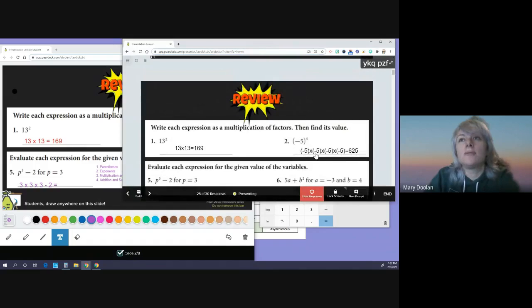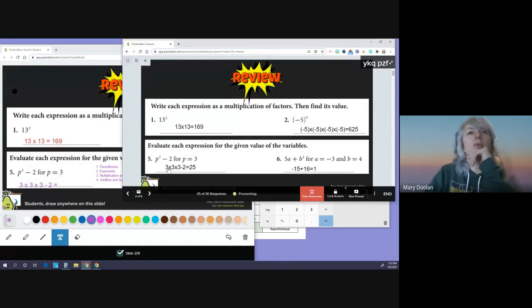-5 times -5 times -5 times -5. Whenever you multiply a negative with a negative, you get a positive, and then a positive times positive is positive 625. The answer to this would be different if the parentheses weren't here in the problem. But they are there, so it means we have 4 copies of -5. Awesome, 625. And then for number 5, if we evaluate that, doing the exponent first, 3 times 3 times 3, that's 27 minus 2, and that is 25. They also got this one correct. Nice job.